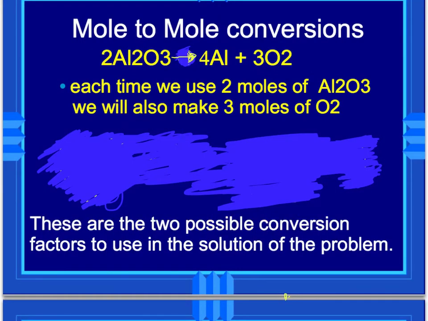So first off, we have mole-to-mole conversions, and we have this chemical formula here where 2 moles of aluminum oxide yields 4 moles of aluminum and 3 moles of oxygen. It basically means that each time we use 2 moles of aluminum oxide, we also make 3 moles of oxygen. So notice, every time we use 2 moles of this, we produce 3 moles of oxygen.